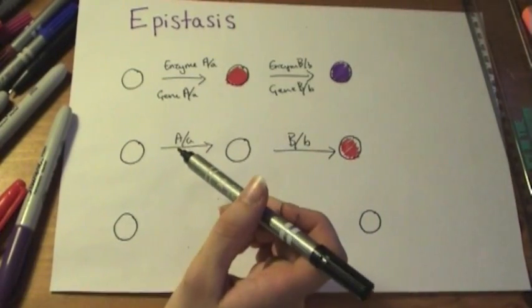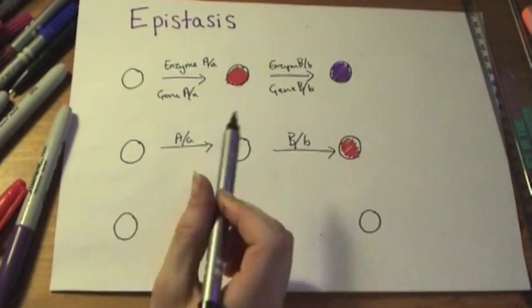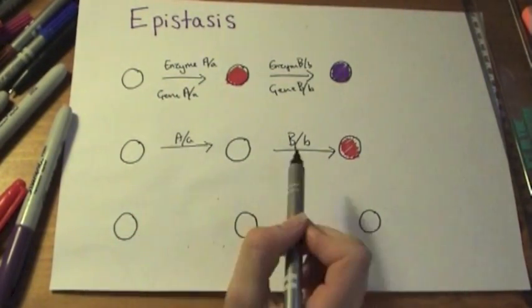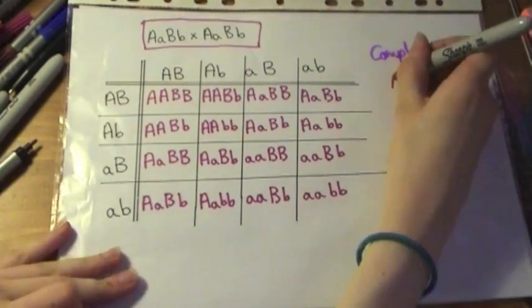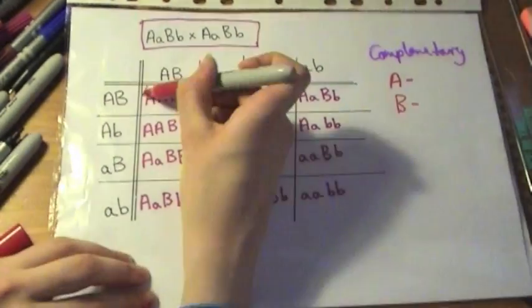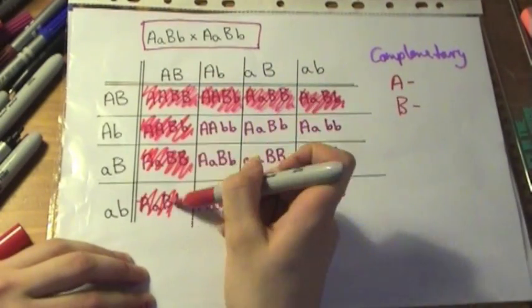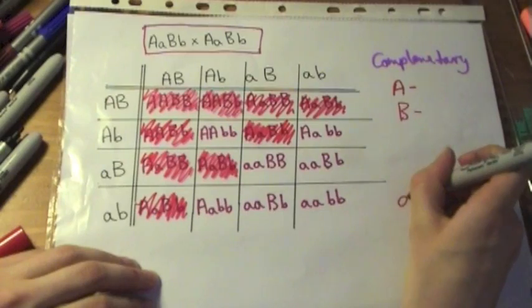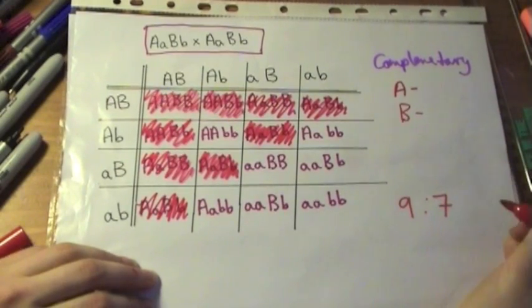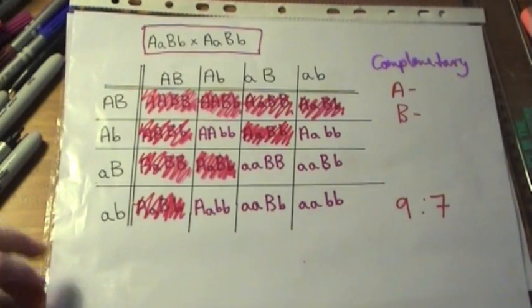Only if this locus is dominant and this locus is dominant can we get the colour, otherwise we end up with colourless flowers. So when it's complementary, you have to have a dominant allele of both, and those ones will be red. And this is when we end up with our weird 9:7 ratio. So it's very, very clever, epistasis. You can look at it in lots of different contexts.